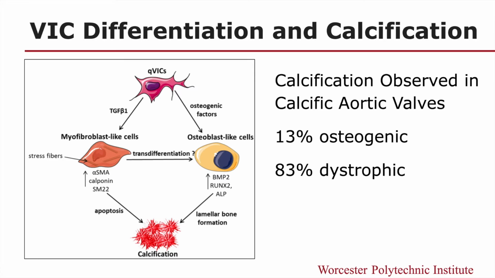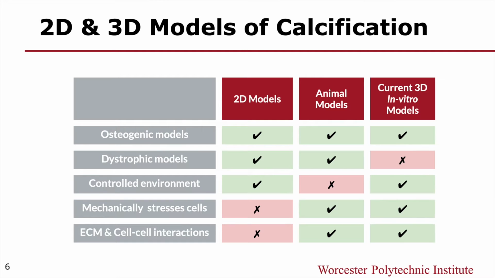There are 2 major calcification pathways associated with CAVD: osteogenic and dystrophic. While there is plenty of research focused on the osteogenic pathway in CAVD, the information about dystrophic only utilizes 2D cell culture systems, which are inadequate for modeling the 3D environment of the aortic valve.